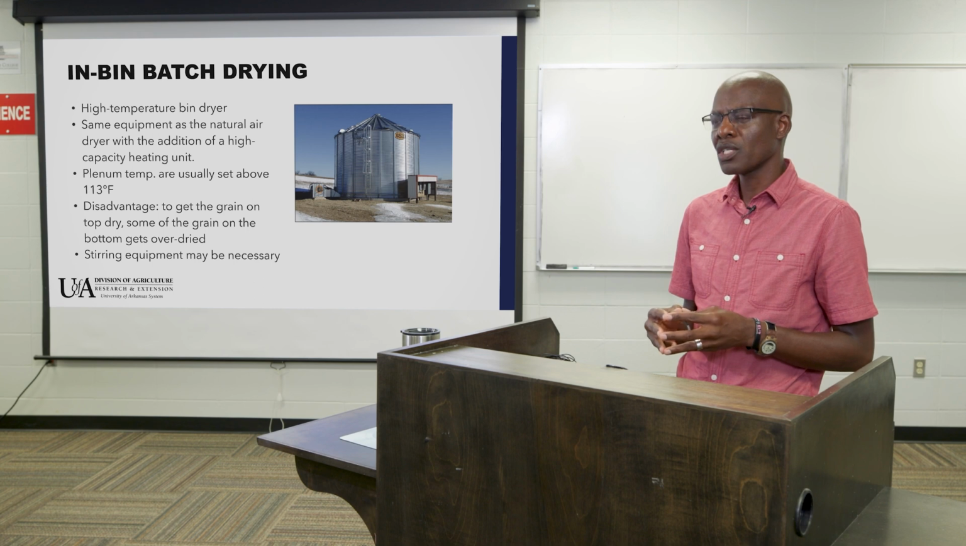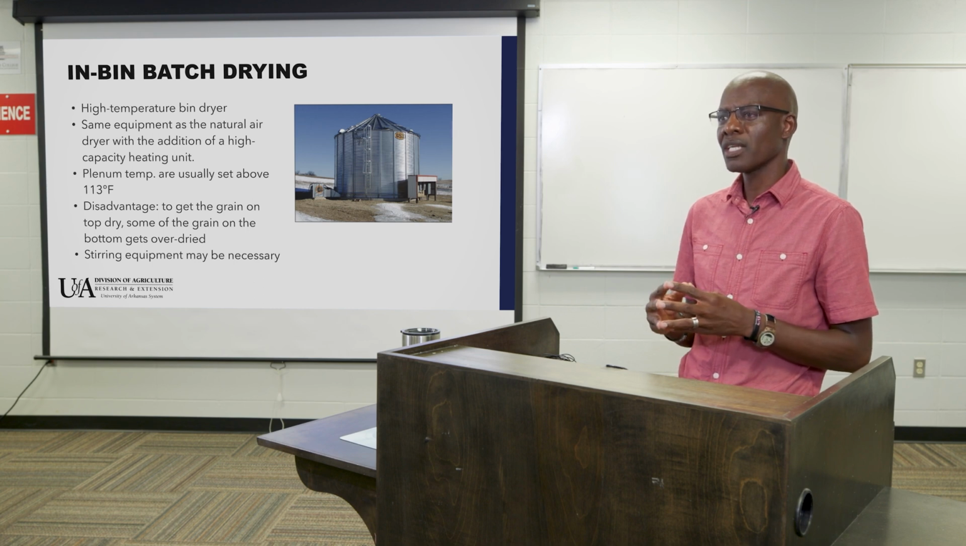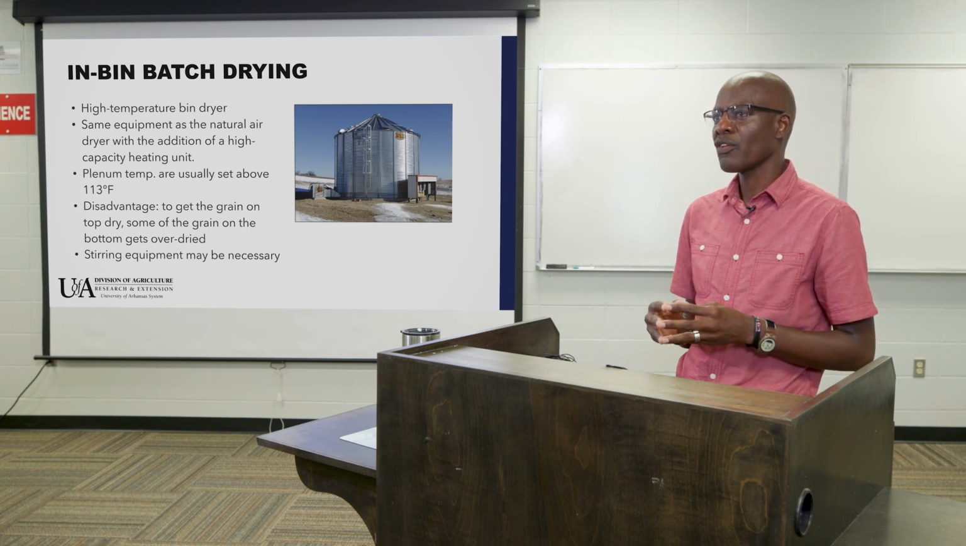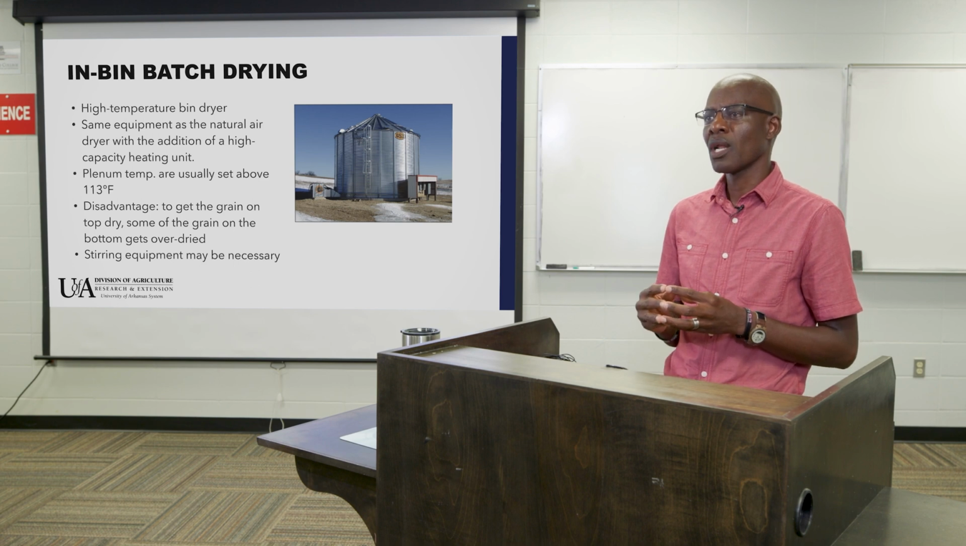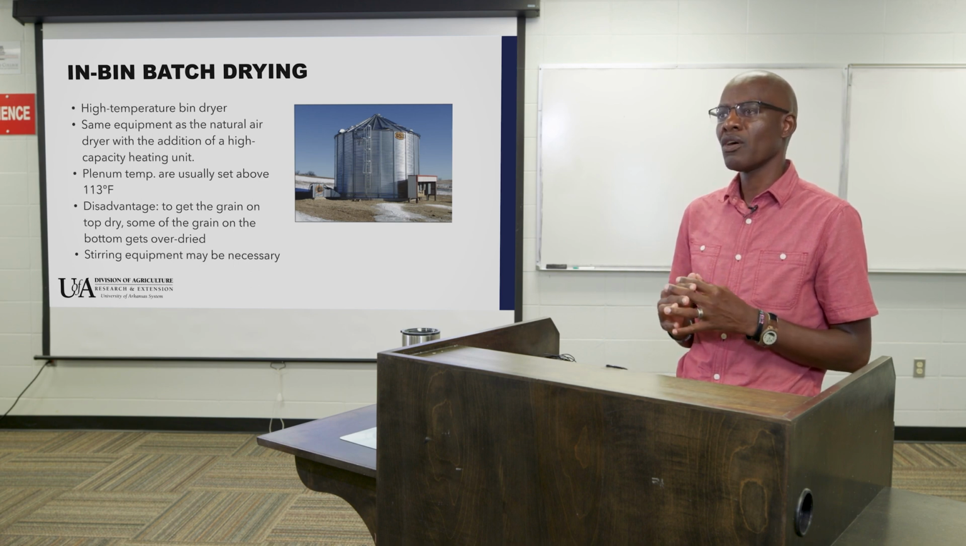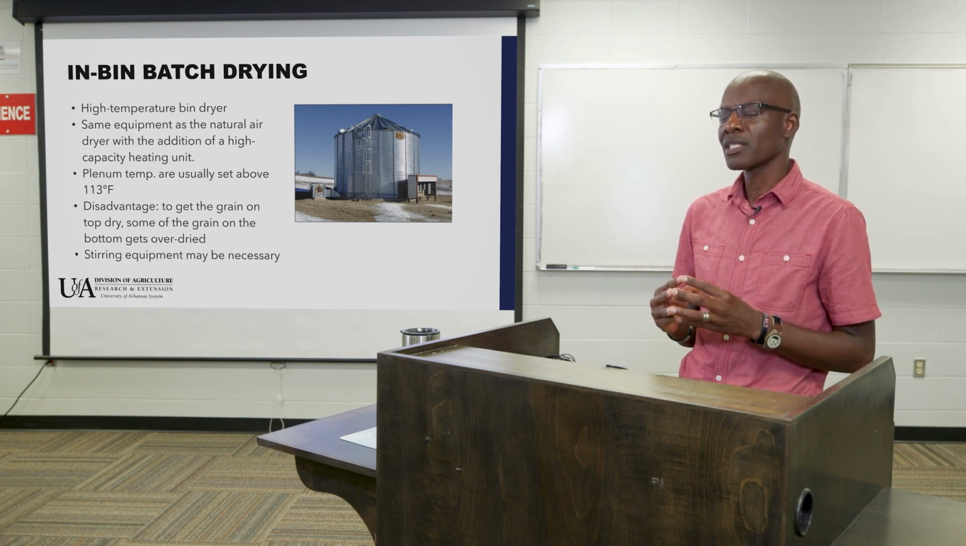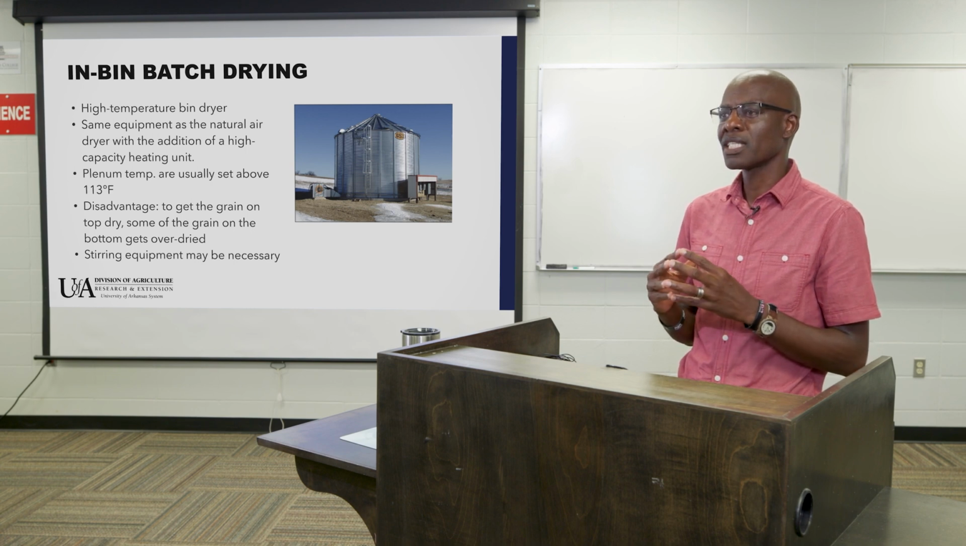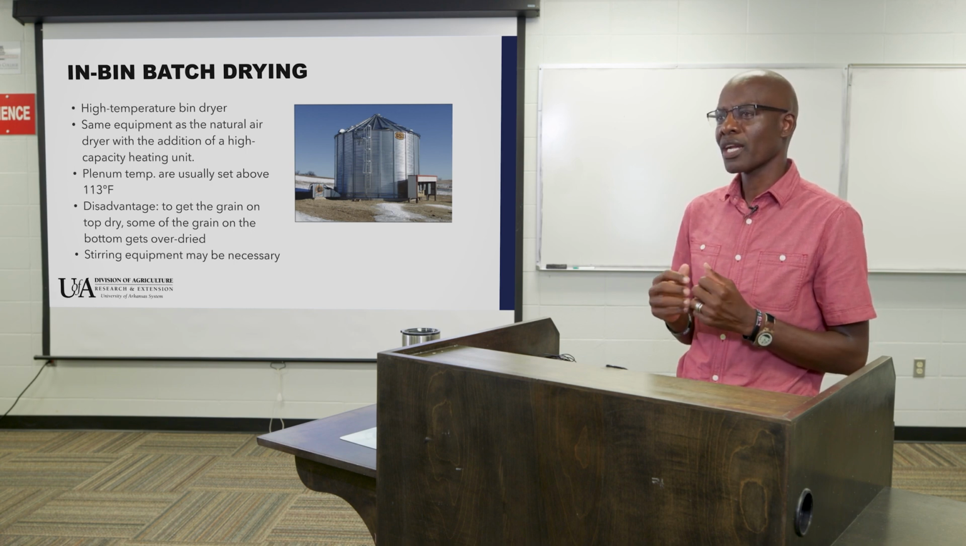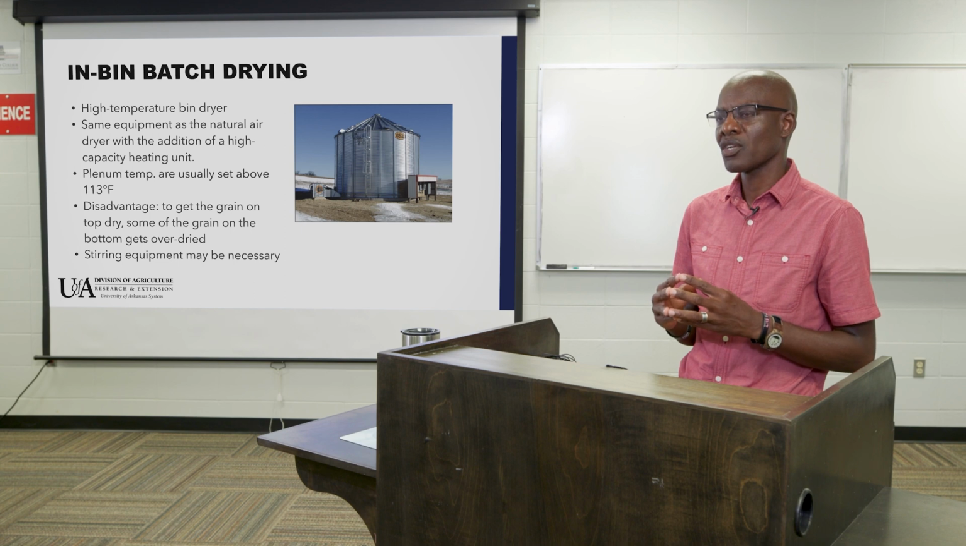To be able to avoid some of this over-drying, grain stirrers are installed in these bins. These are to allow uniformity of grain movement or uniformity of air movement within the grain mass. Unfortunately, what this does is sometimes they crush the grain, and when that happens, it leads to fissuring of those kernels, which eventually results in reduction of head rice yields.